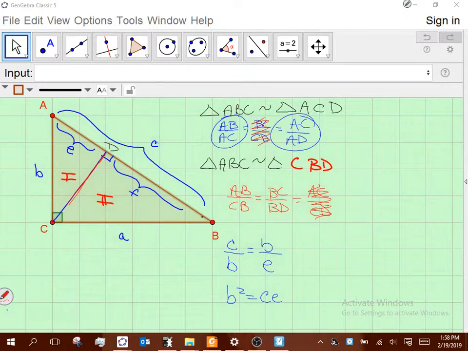Okay, AB, what's AB? A to B is C. I'm looking at this set here. I'll get C over CB. What's CB? A. Over equals BC, which is still A, over BD. What's BD? BD is F. Okay. If I cross multiply, I get A squared is equal to CF. Is that okay with everybody? Yep. Okay. I'm going to erase this stuff because I'm running out of room.